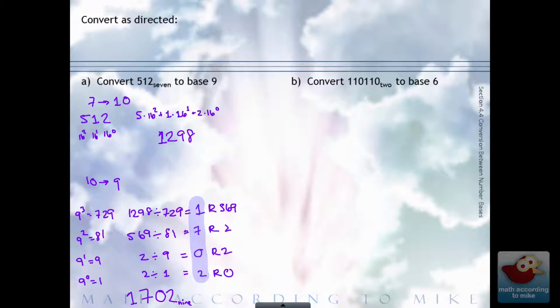All right, let's do the second one. Same process. We're going to go from base 2 to base 10. And then when we're done with that, we're going to go from base 10 to base 6. We have 110110. And here come the powers of 2. 2 to the 0, 2 to the first, 2 to the second. Oh, that got squishy. 2 to the third, 2 to the fourth, and 2 to the fifth.